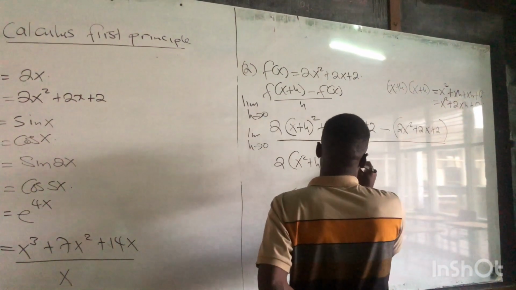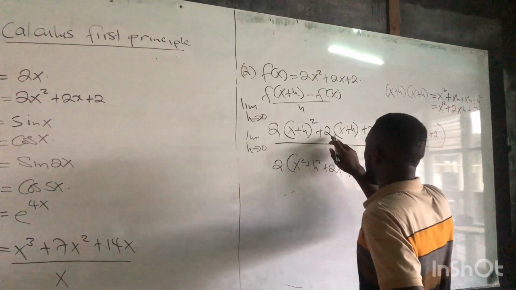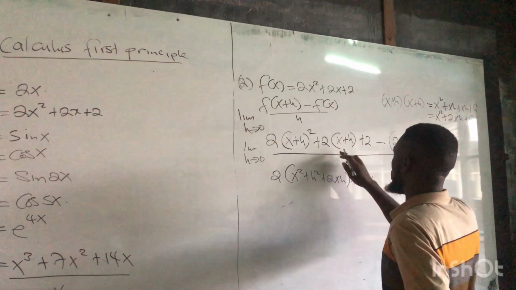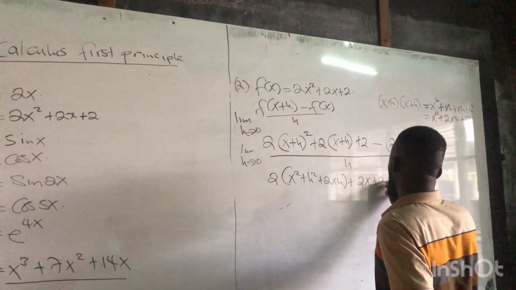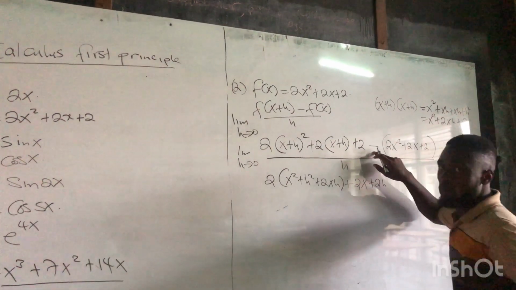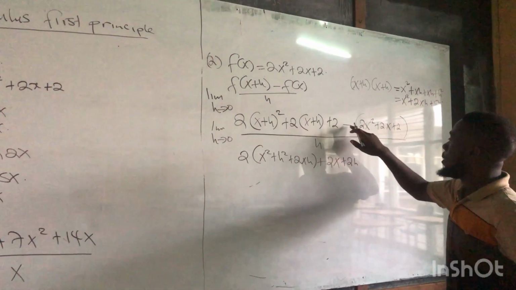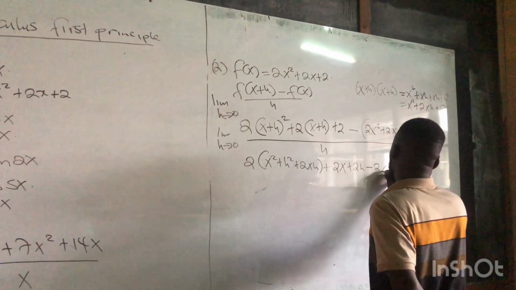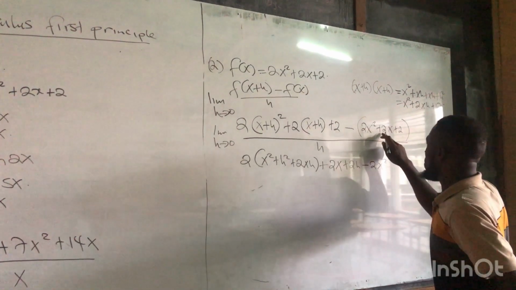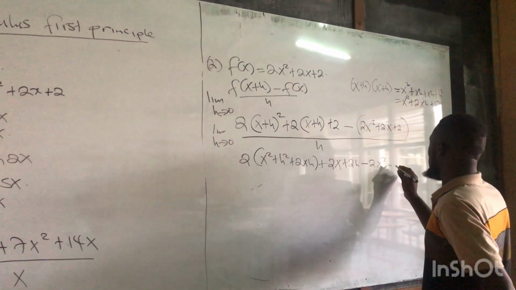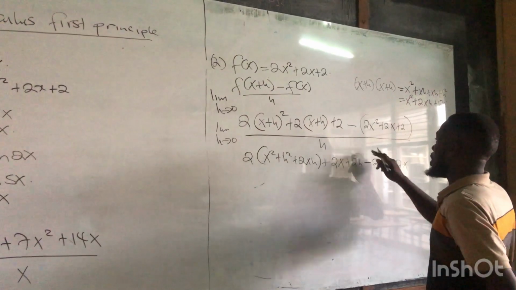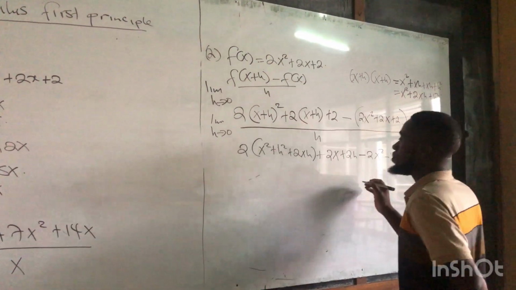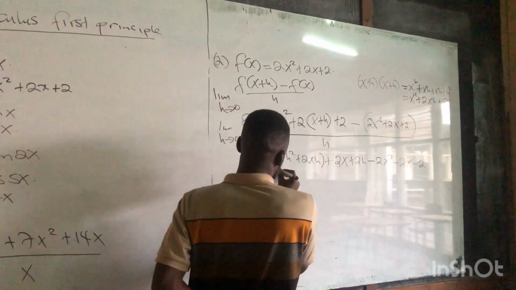Plus 2 multiplied by x is 2x, 2 multiplied by h is 2h. Now you can multiply this negative throughout. Negative multiplied by 2x squared is minus 2x squared. Negative multiplied by positive 2x is minus 2x. Negative multiplied by positive 2 is minus 2. Everything again over h.